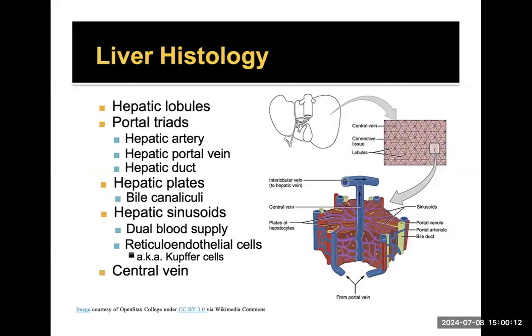When you're looking at liver histology, you have hepatic lobules. So we have what we call portal triads. This is where you have the hepatic artery, the portal vein, and then the hepatic duct, which all come into one area. And they're going to be surrounded by these hepatic plates, which have bile canaliculi in them, which are these little lakes that are going to help carry bile. Those are going to be surrounded by hepatic sinusoids, which are going to be for dual blood supply. And then the production of Kupffer cells, which help with your lymphatic system. And those are all going to surround what we call the central vein, which you see here in the center.